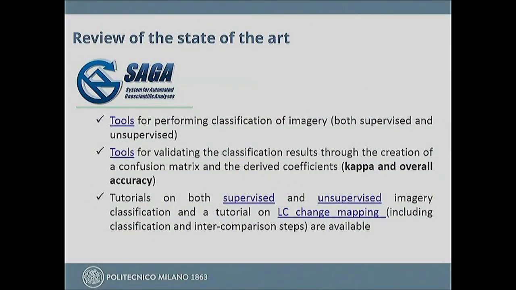If we consider SAGA, so SAGA is another GIS. We are not using that GIS because there is no time for showing you all the different products, but as a matter of fact, it's a good product all the same. So in this case, it is possible to make the classification. We have a tutorial on supervised and unsupervised classification, and it is possible to compute the error matrix with these two indexes, the kappa and the overall accuracy.